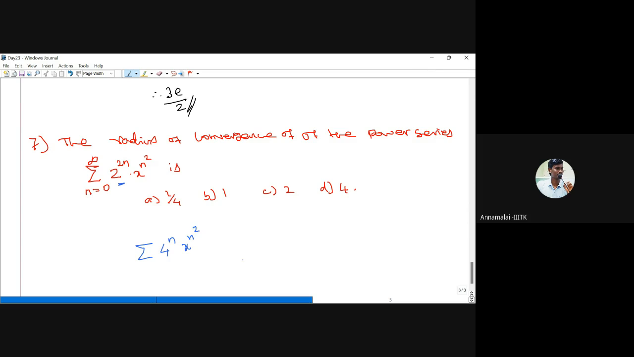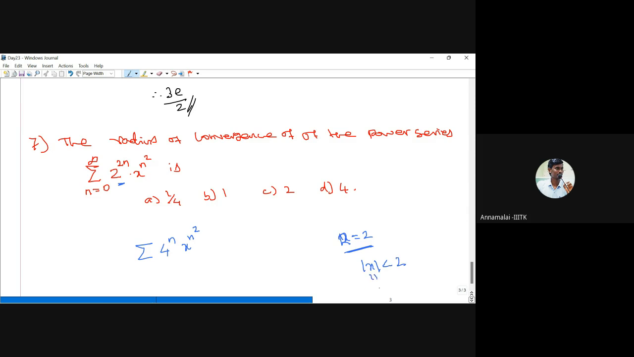Now, suppose the radius of convergence is 2, suppose r is 2. Or 1 by 4. Because if you take r equal to 2 and substitute x equal to 2, or because suppose the radius of convergence is 2, then this series converges for all x less than 2.